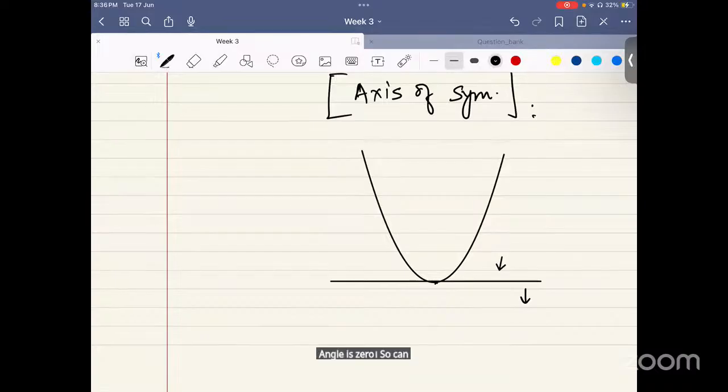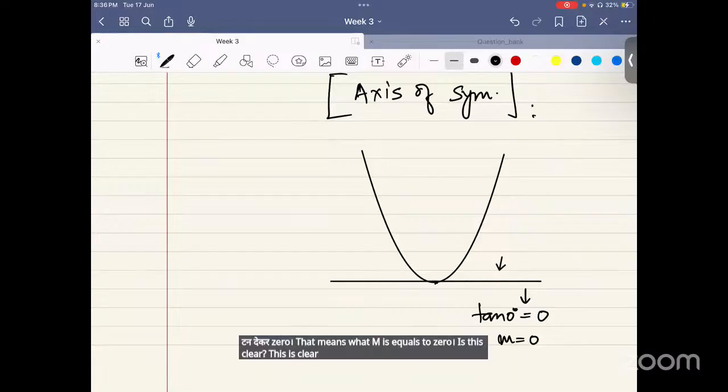So tan of 0 is what? Tan of 0 is the slope, right? Yes, tan of 0 is 0, correct? That means m is equal to 0. Is this clear? This is clear till now? Yes, sir, it's clear now.